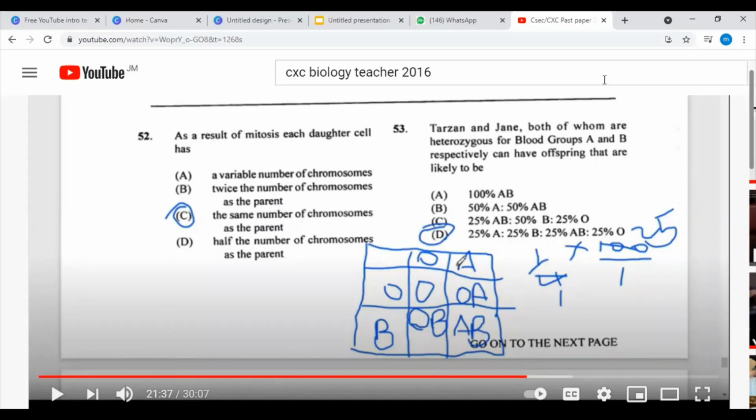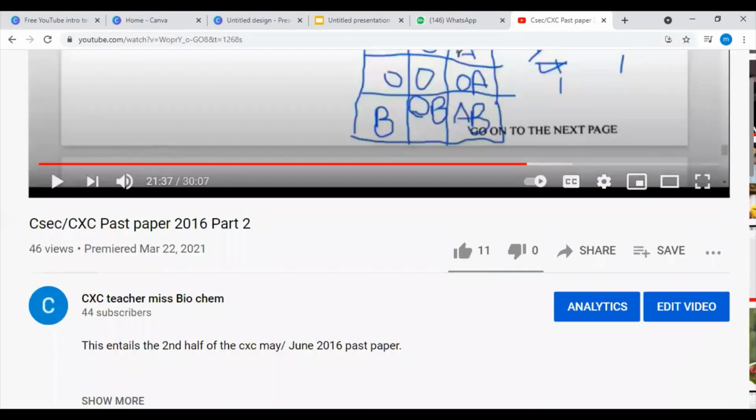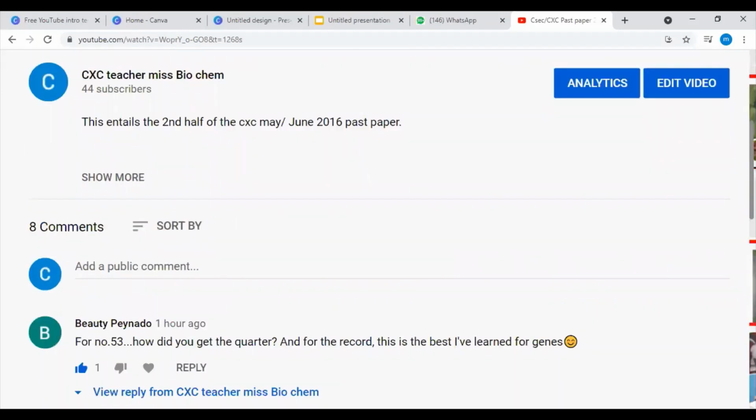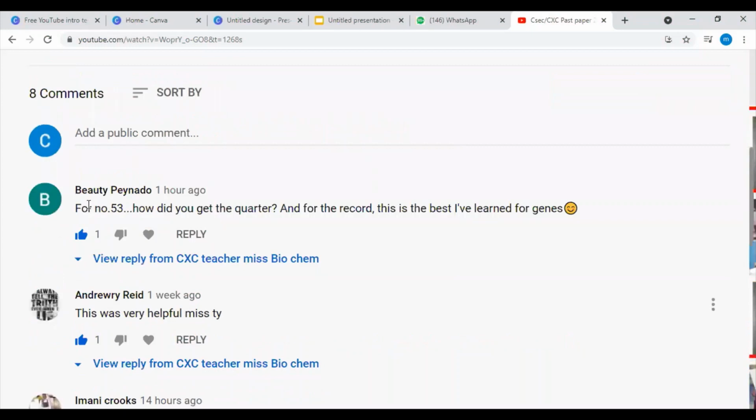So today's video is going to be a really short one. We will be reviewing question 53 of the CXC Biology Past Paper 2016, and we'll be explaining in depth what is going on in the genetic crosses that we did, because I've gotten a question asking me how I got the 1/4. So here's the question for number 53. How did you get the quarter? Thank you for the compliment. So I'm going to explain it.